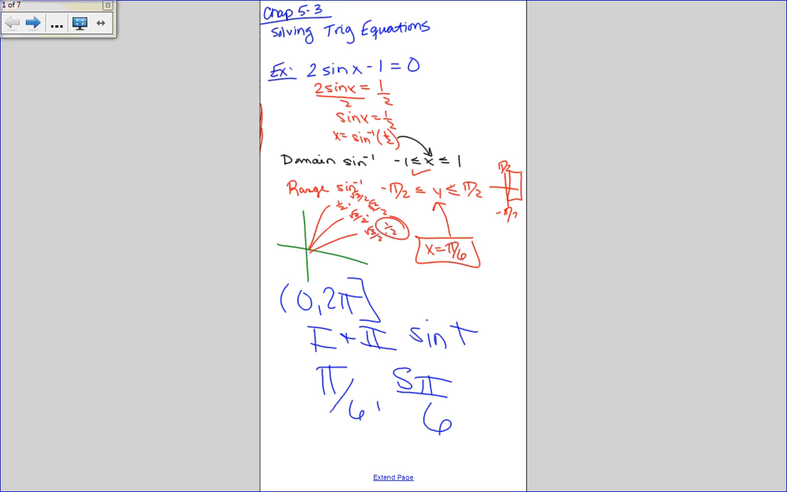Nobody wants to work unless they get paid. So technically, if this says from 0 to 2 pi, they want these two answers. If it does not say from 0 to 2 pi, it wants you to apply the restrictions and give you the pi over 6 answer. Does everybody understand what I just said?